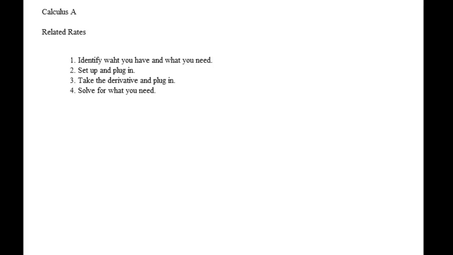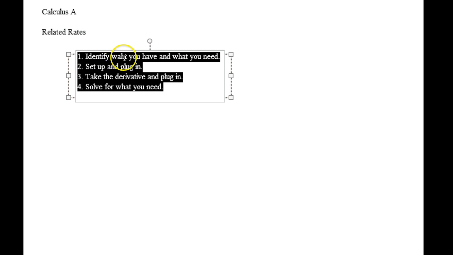Hi guys, and today we'll actually be putting implicit differentiation to use. Related rates. Whoops, I just saw a word I misspelled, so let's change that.